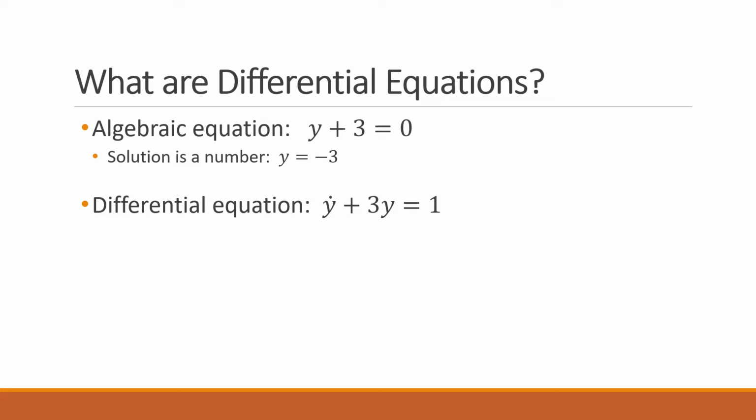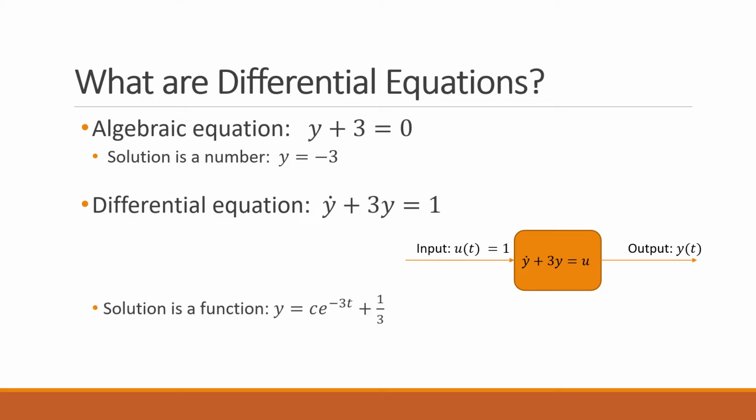a function of time. We can represent this as a block. The input function u of t, which currently is a constant function equal to 1, goes in and produces the output function y of t, which is a solution as shown. Note, it has a particular part 1 over 3, which is a solution all by itself, and a homogeneous part which is governed by the pole minus 3. The coefficient c will be determined by initial conditions.